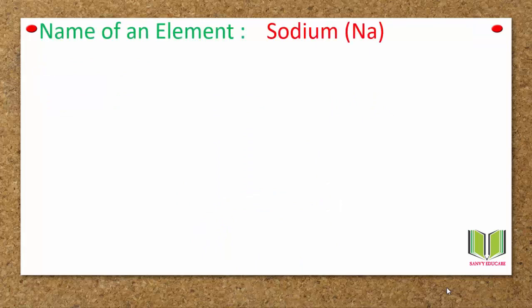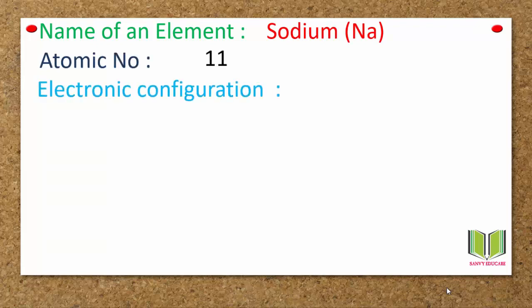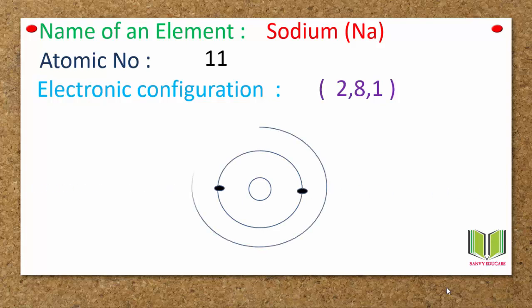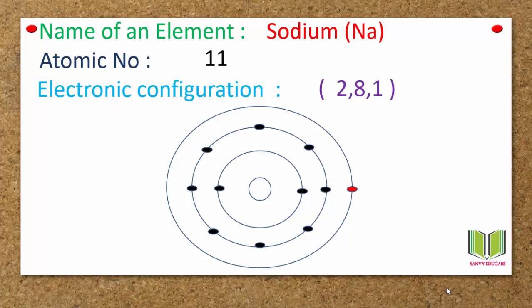Name of the element, sodium, symbol Na, atomic number 11. Electronic configuration 2 8 1. Now you can see that there are 3 shells. First orbit or shell, 2 electrons as usual. In the next orbit there are 8 electrons, 1, 2, 3, 4, 5, 6, 7, 8, and in the last orbit there is only one electron, which is shown by the red color.